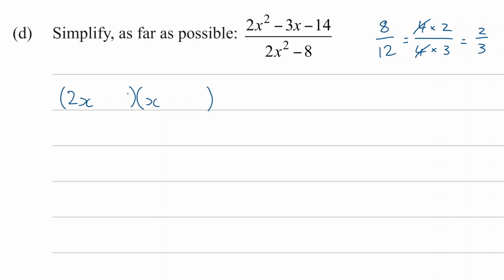And I want the 2 multiplied with this 2 to give 4x, and this 7 goes with the x to give 7x. We want minus 3x, so we want minus 7x plus 4x. And the 4x again comes from this expansion.